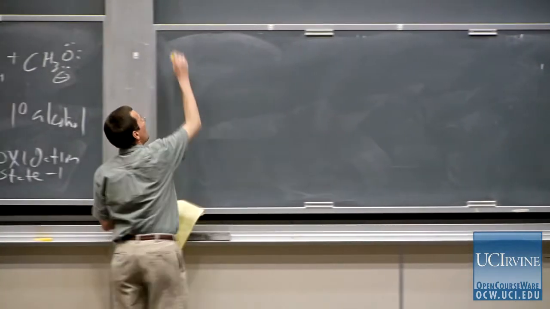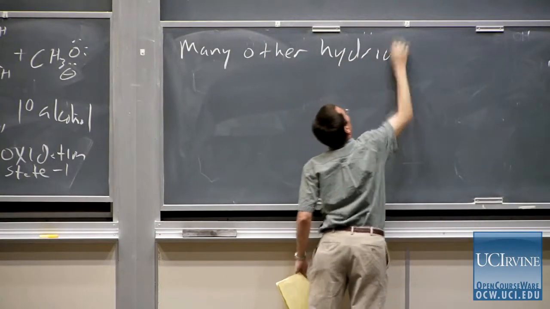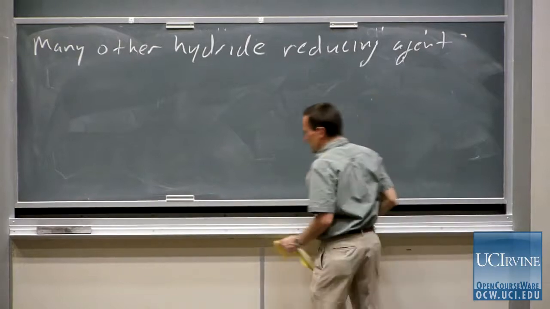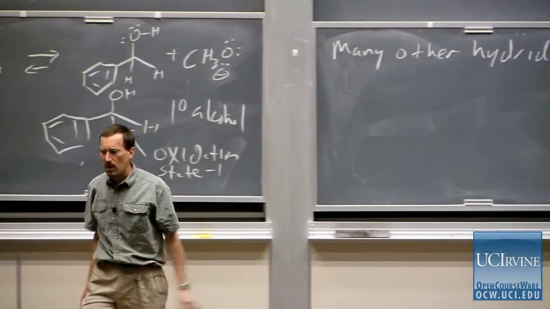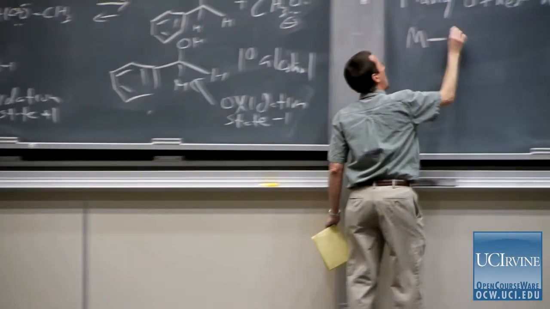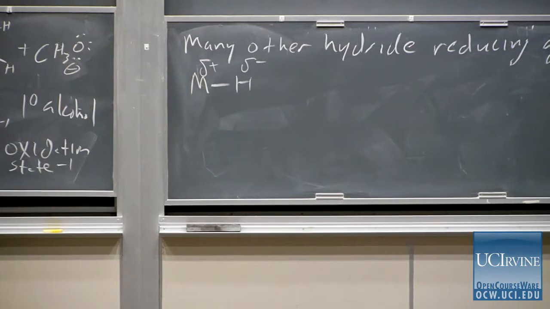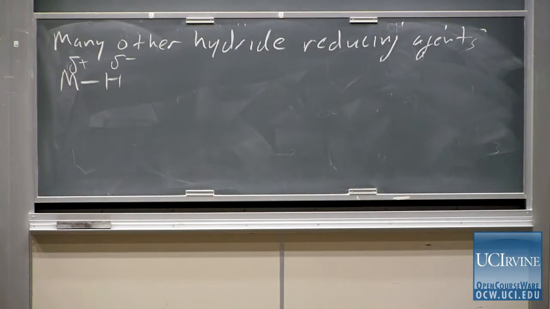There are a ton of hydride reducing agents. Your textbook has given you some. I'll show you a few others. The overarching principle of hydride reducing agents is that you have a metal-hydrogen bond, metal broadly defined, usually as a polar covalent bond where you have M with a partial positive charge and hydride with a partial negative charge. By broadly defined, I mean that boron is kind of a metal or a metalloid, aluminum is a metal, and there are many, many others.